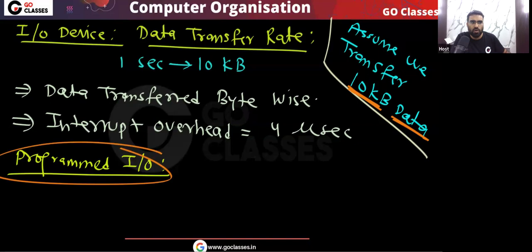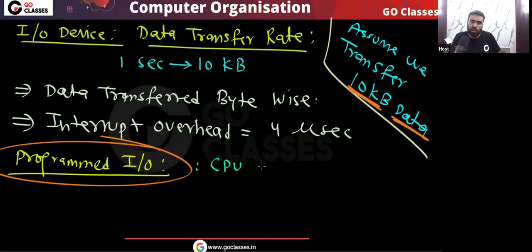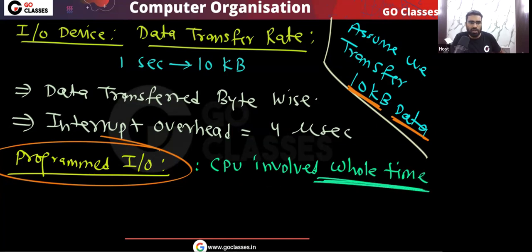Then in the programmed IO, the CPU will be involved where? CPU will be involved the whole time, yes or no? Do you agree? Either CPU will be transferring this data from IO device to main memory, or the CPU will be checking the status register. Yes or no? Is this clear? So the whole time CPU will be involved. If you want to transfer 10 KB data, then already it is given that for 10 KB data you need 1 second. Yes or no?